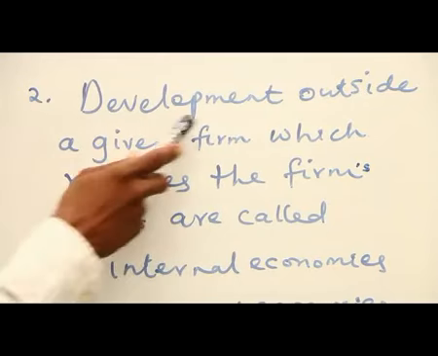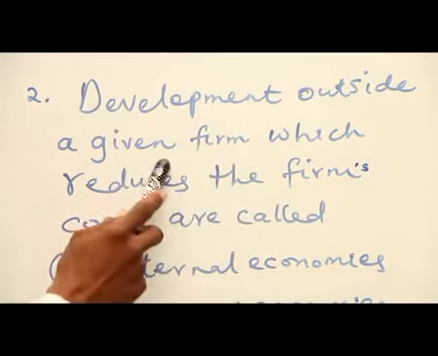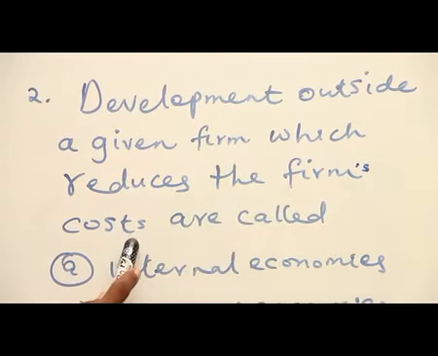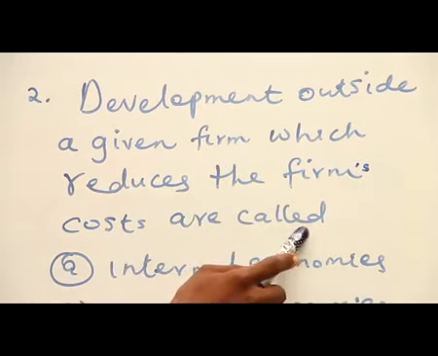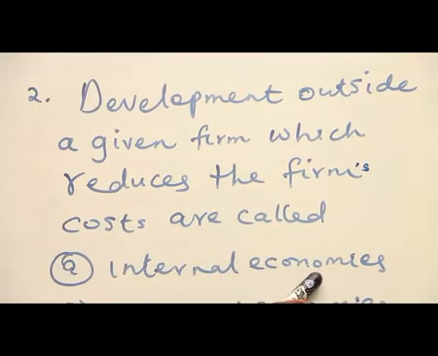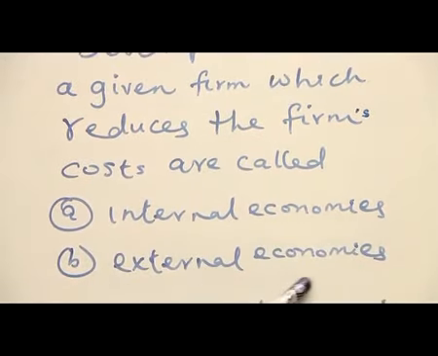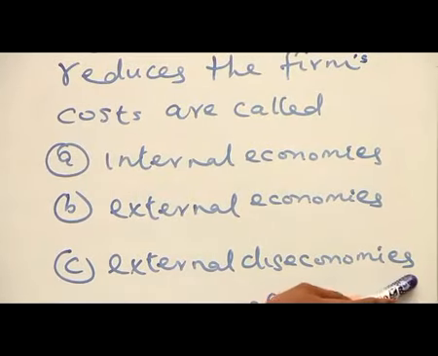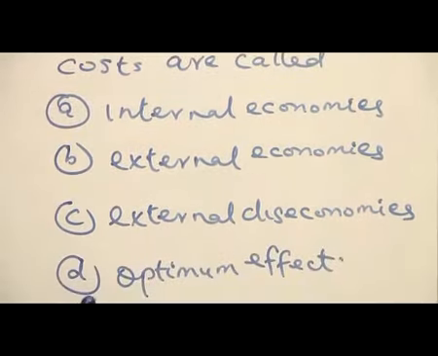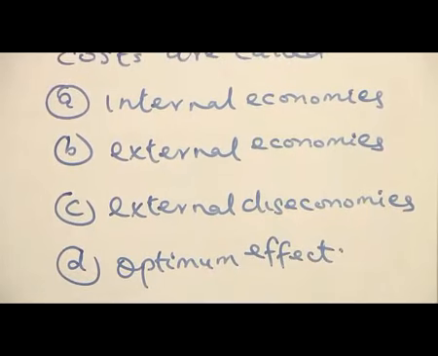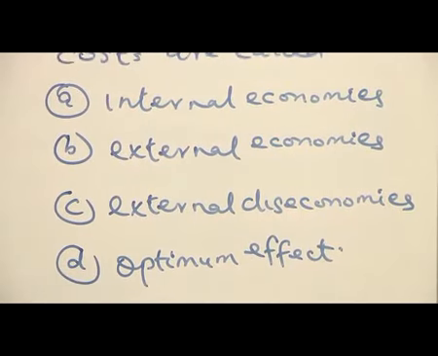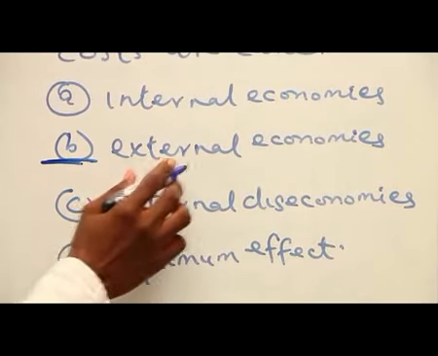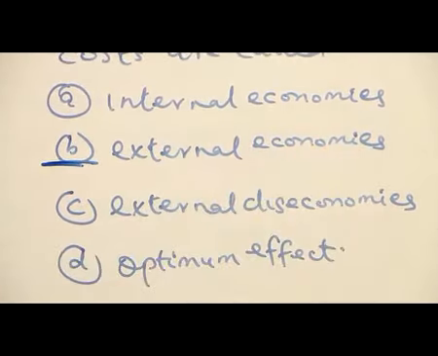Question 2. Developments outside a given firm which reduce the firm's cost are called A, internal economies, B, external economies, C, external diseconomies, D, optimum effects. The right answer is B, external economies.